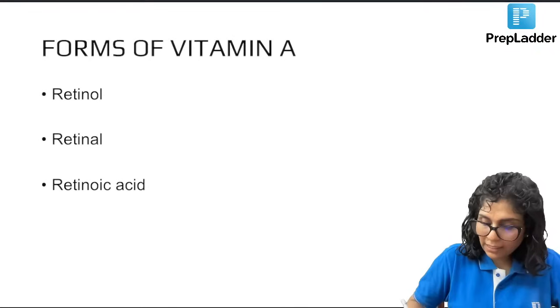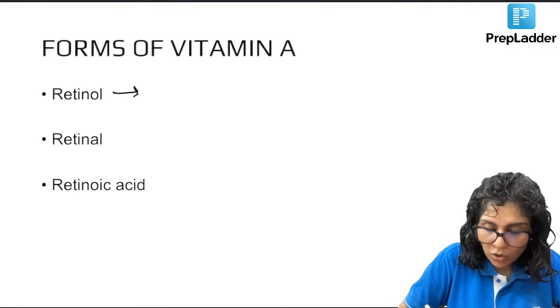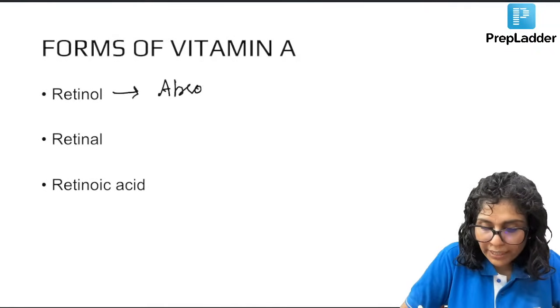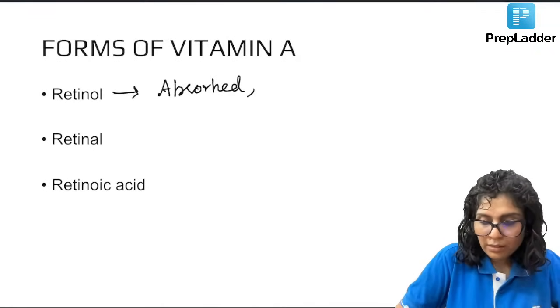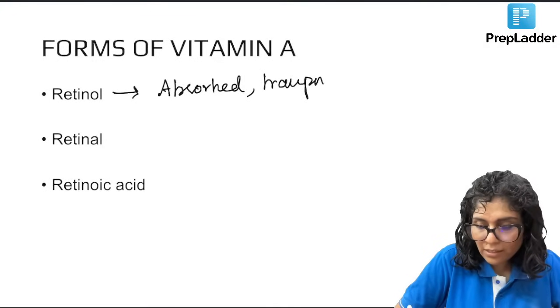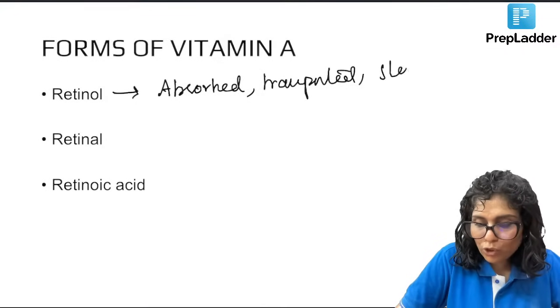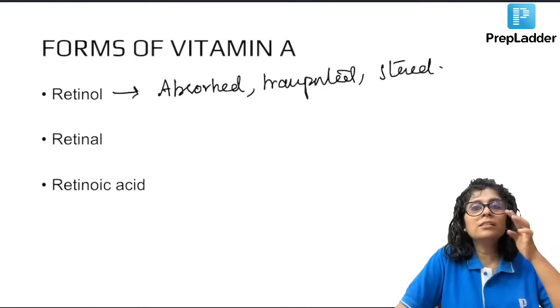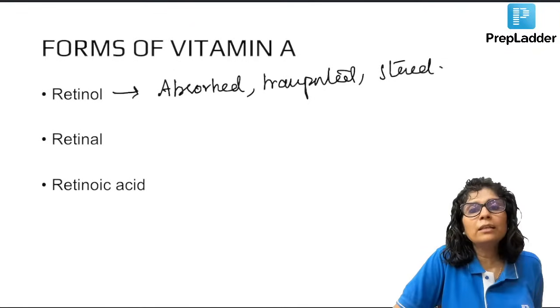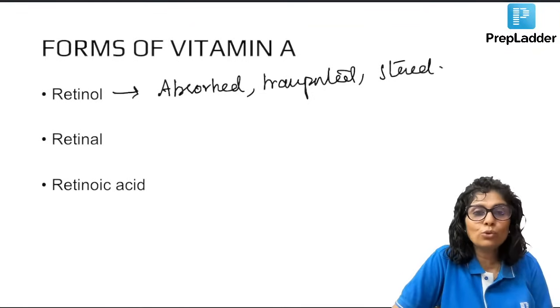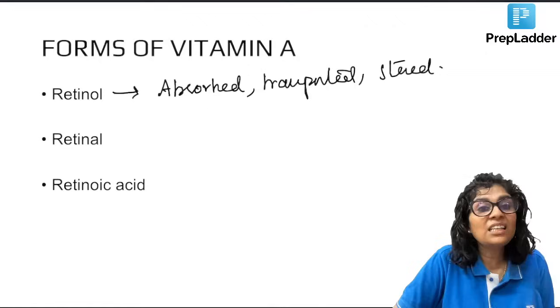And what is the significance of the alcohol form retinol? This is the form in which vitamin A is absorbed. This is the form in which vitamin A is transported and is stored. This can be asked as a one-liner. In which form is vitamin A absorbed, transported, and stored? It is the alcohol form retinol.